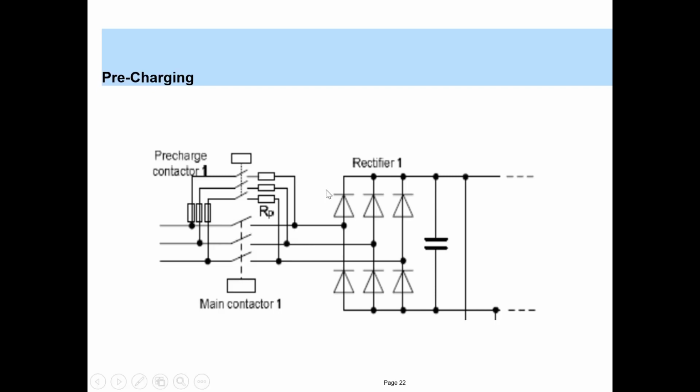So here is another circuit diagram of how pre-charging is realized. Initially at t equal to 0, this is the contactor which is picked up. We have these resistances in series, so that the current is reduced, and once the DC link or the capacitor is charged, main contactor 1 is closed, and this pre-charge contactor is opened.